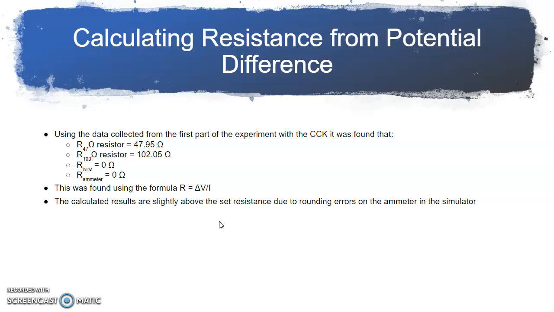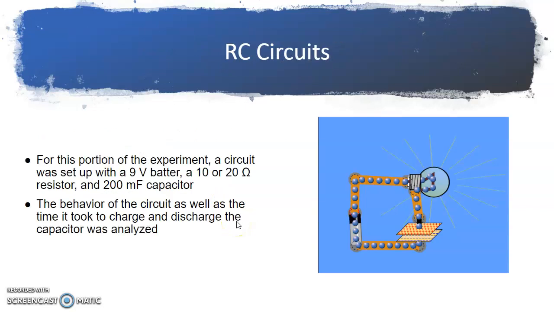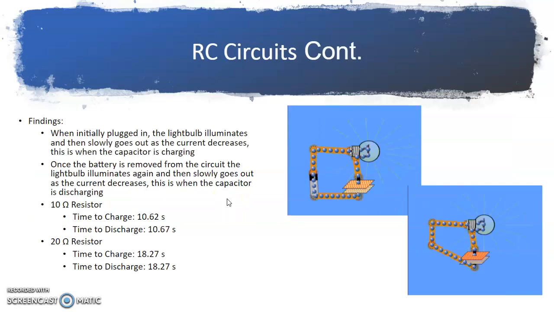Calculating resistance from potential difference: this is the data, and we're using Ohm's law to find the resistance. For this portion, a circuit was set up like this: a 9-volt battery, a 10 ohm and 20 ohm resistor, and a 20 farad capacitor. When plugged in, the light bulb illuminates and slowly goes out. Once the battery is removed from the circuit, the light bulb illuminates again and slowly goes out.